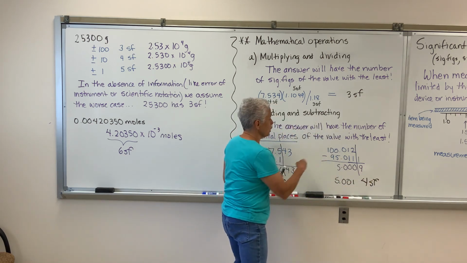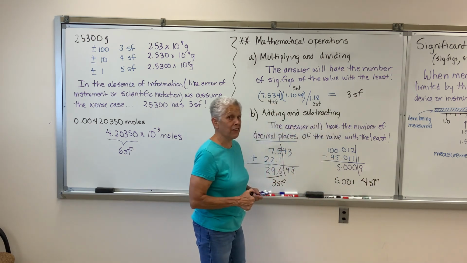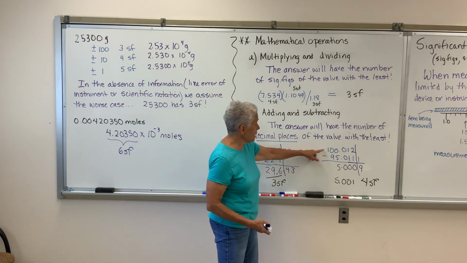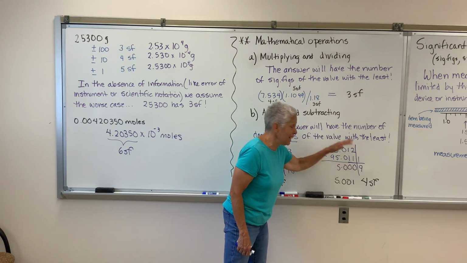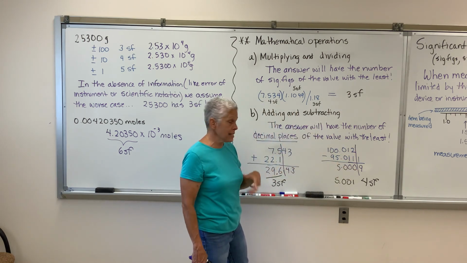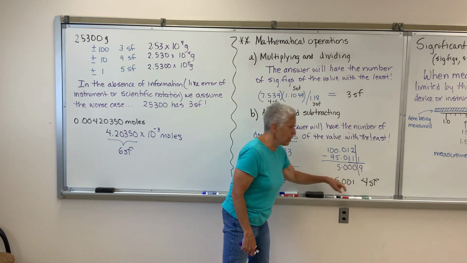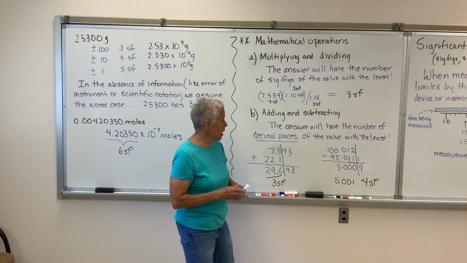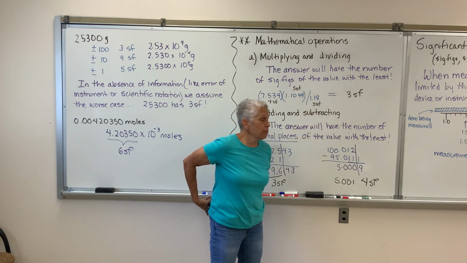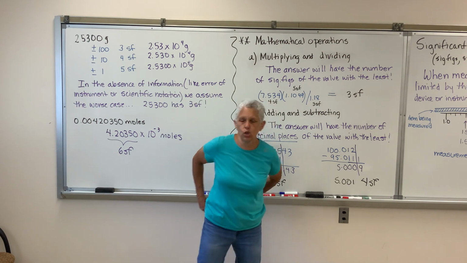I started with 2 numbers with 6 significant figures, but because of the nature of the operation, and the fact that I'm doing an operation that tracks decimal places, my final answer only has 4 sig figs. As I said, this is often where students have a harder time keeping track of sig figs.